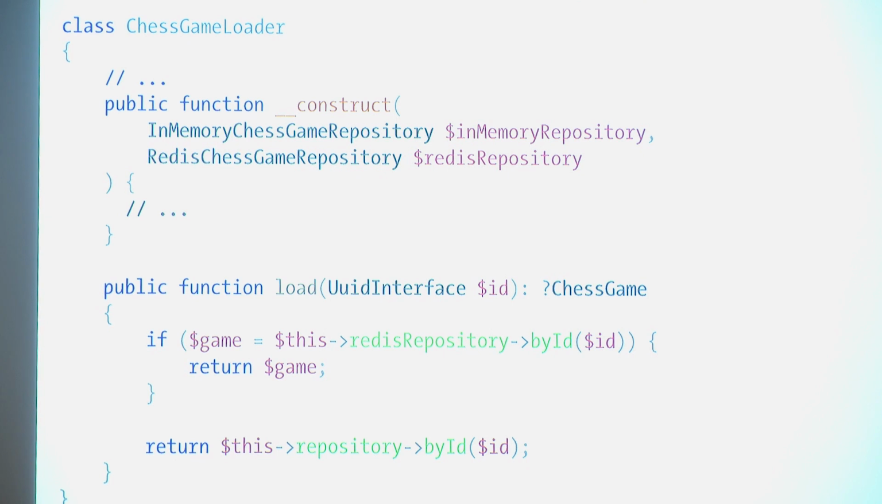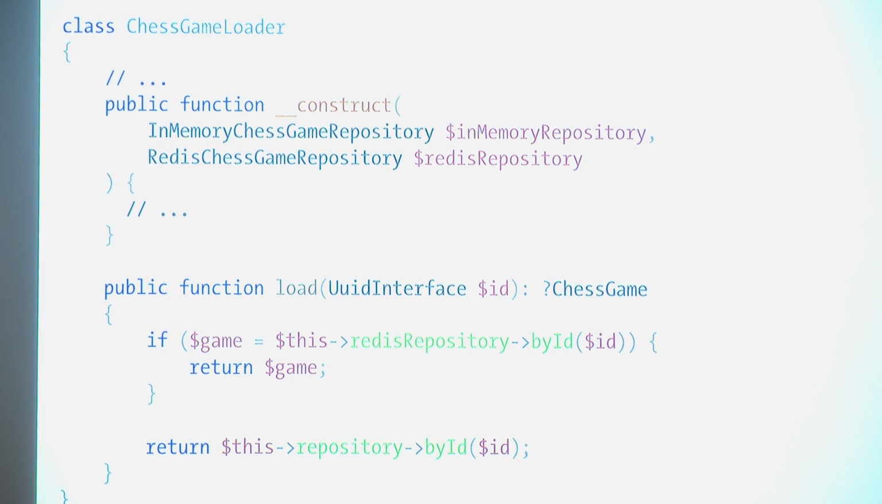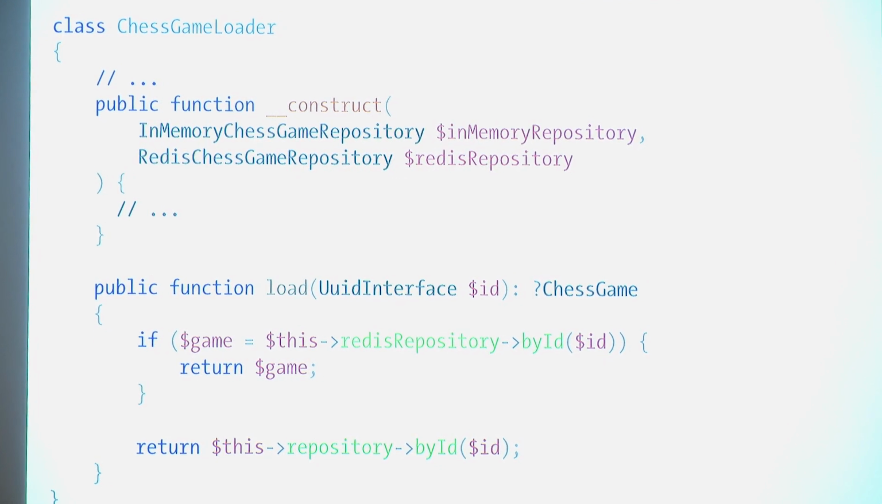So as you can see, in this case, the chess game loader object has two dependencies, two repositories. The first one tries to load the chess game object from some Redis cache. So if we have it in Redis, then we return this object from Redis. Otherwise, we will fetch it from some database or in-memory storage. If you look closer, they both share the same interface. We have both by ID method. They are both repositories. So we can leverage the object composition here to combine those two objects into one.